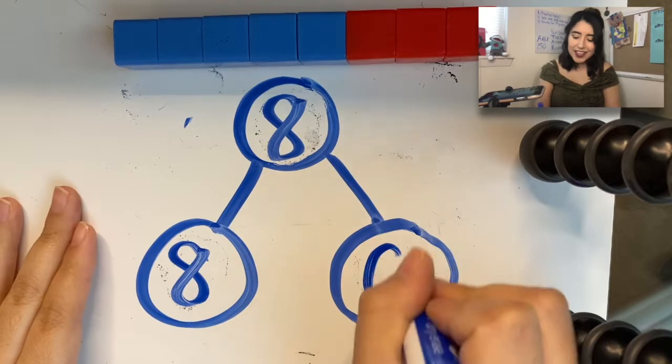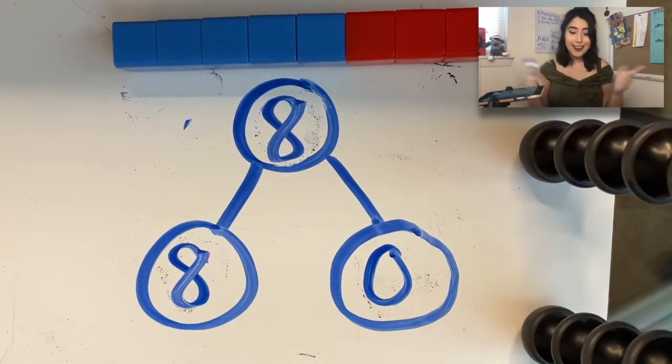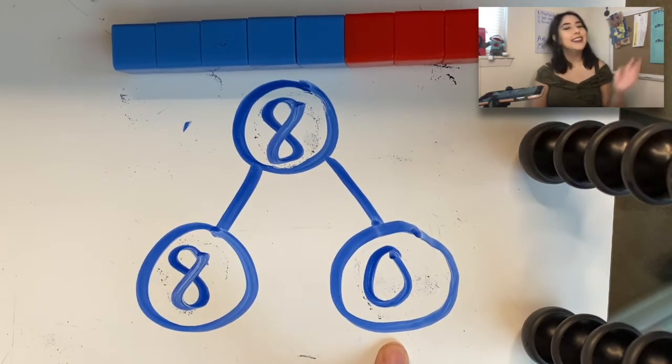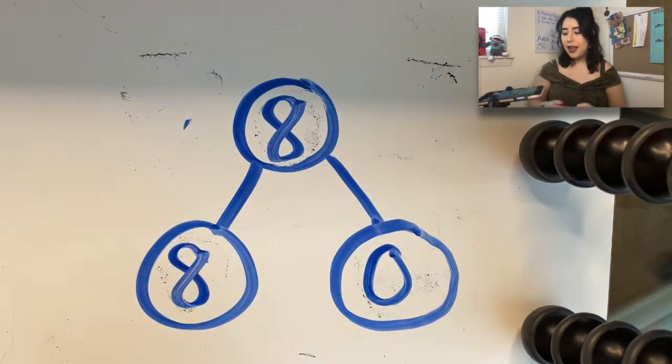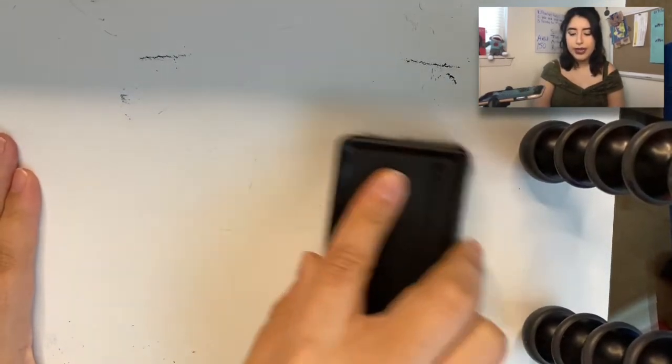0. So 8 and 0 make 8. Say that. 8 and 0 make 8. Great job. So now I am going to be writing some number sentences and you're going to read them to me. Are you ready?